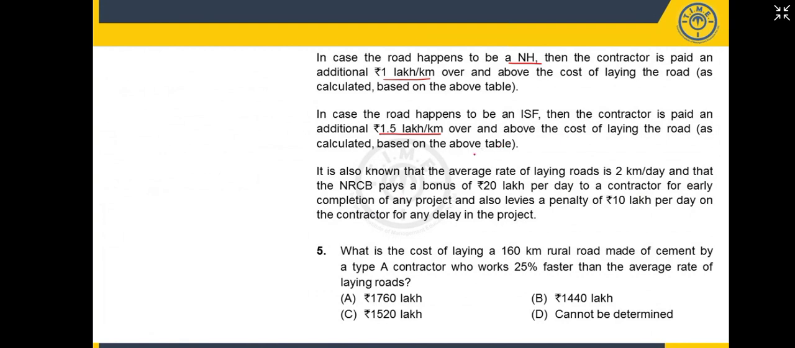Next, after all these calculations, if it is known that the average rate of laying the road is 2 kilometers per day, listen to me carefully. He should lay 2 kilometers per day, and NRCB pays a bonus of 20 lakh rupees per day to the contractor for early completion of the project, and also levies a penalty of 10 lakhs per day on the contractor for delaying the project.